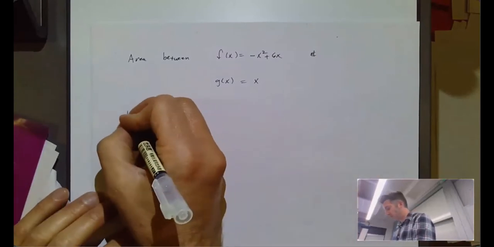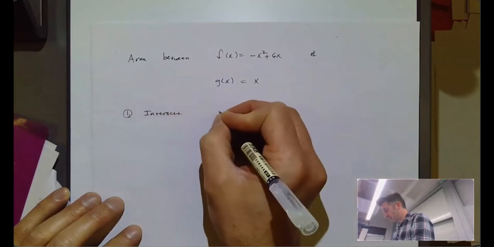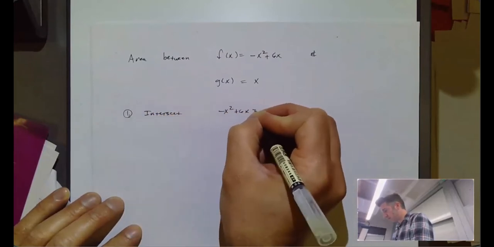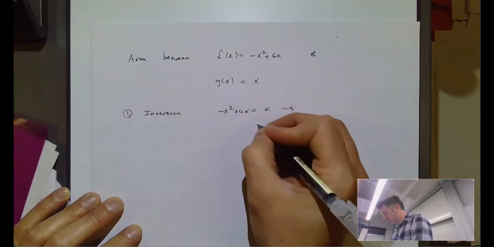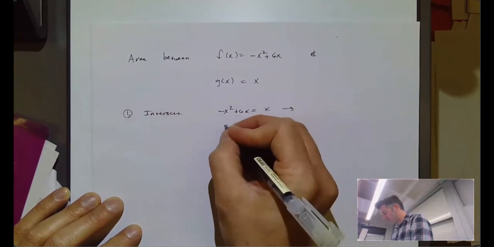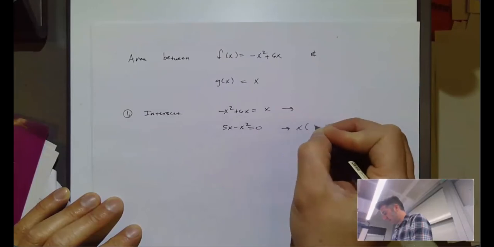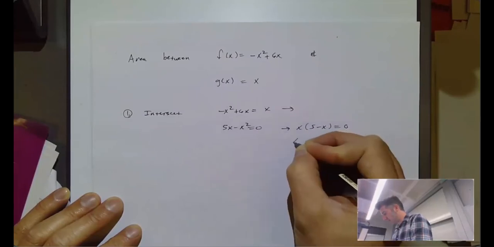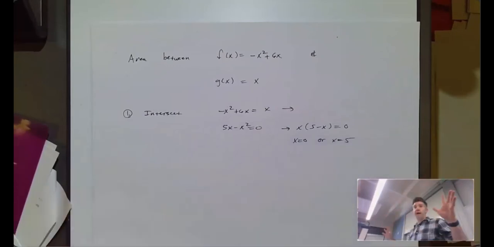So first, find where they intersect. Setting these equal to each other, let's bring everything over to the left. So 6x minus x is 5x minus x squared equal to 0. You're getting x times 5 minus x equal to 0. So x equal to 0 or x equal to 5. So these intersect at 0 and 5.